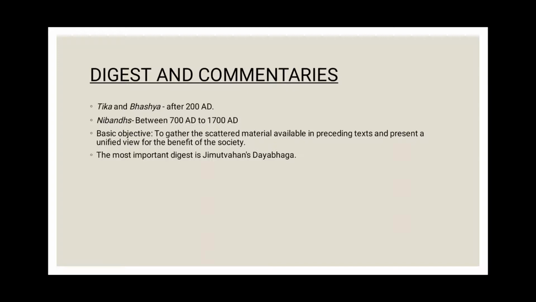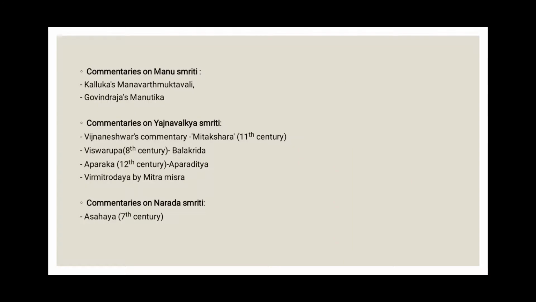Nibans, which are a form of digest, were mostly written between 700 AD to 1700 AD, and they incorporated and explained the material from all the Smritis. The basic objective of digest and commentaries was to gather the scattered material available in preceding text and present a unified view for the benefit of society. The most important digest is Jimut Vahana's Daya Bhaga. There are a few examples of commentaries here. Commentaries on Manusmriti, Yajnavalkya Smriti and Narad Smriti.